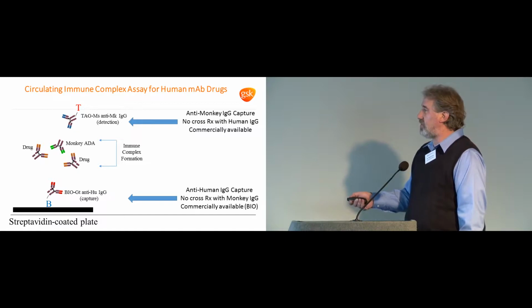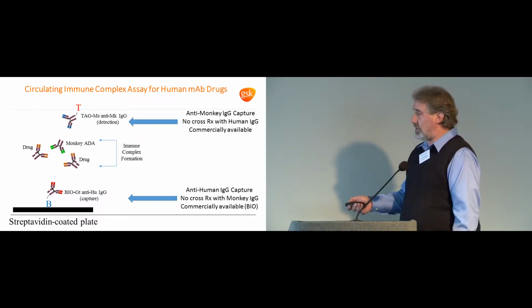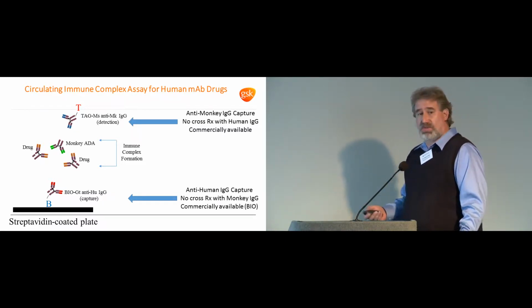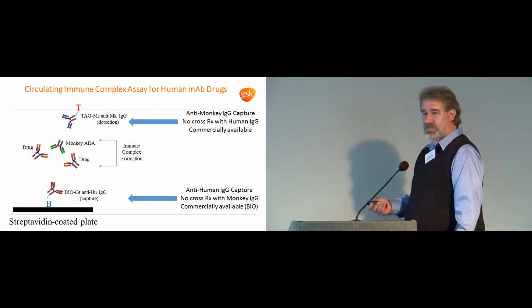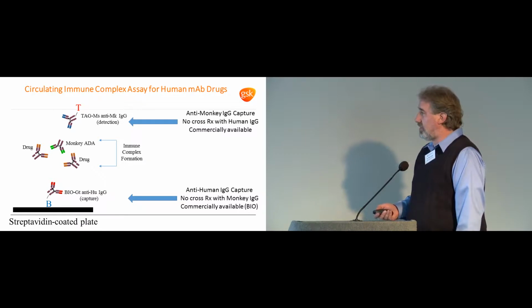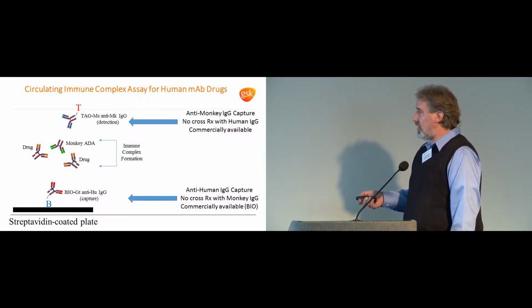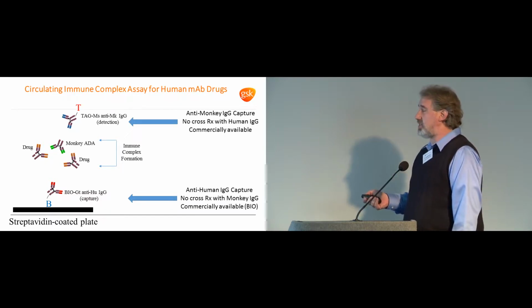In the middle, we've got our immune complex that's been formed. Now, this can be a dimer, a trimer. You could even have hexamer structures, immune complexes that form within the animal. But basically, we want to focus on one ADA attached to one drug. The drug's going to get captured by our capture reagent, and we're going to use an anti-monkey IgG.